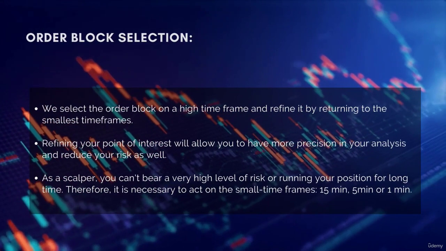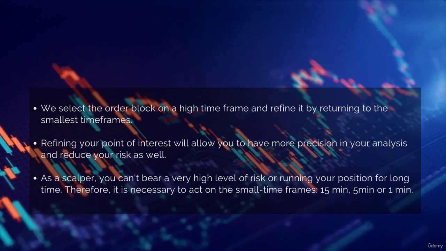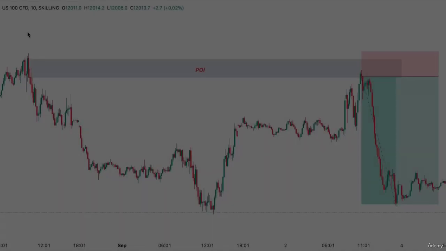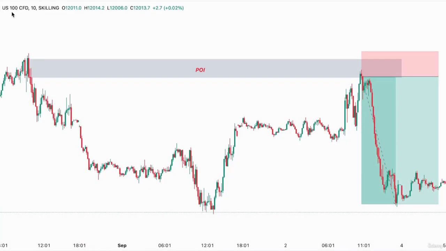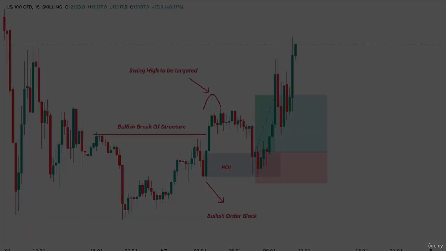Let's elaborate the refinement of order blocks by using the same last previous example. If we switch the time frame from 4 hours to 10 minutes, you will identify the same bearish order block we mentioned on the 4-hour time frame. But in this time frame, you'll notice that the precision of this order block is higher and the risk is significantly lower. For each time frame used, you must switch to a smaller one until you find a more refined order block.